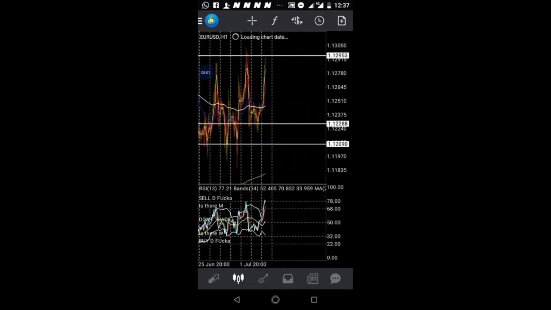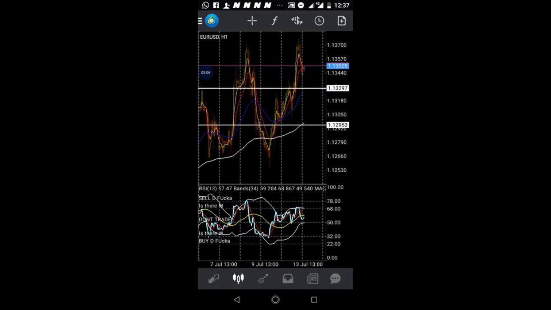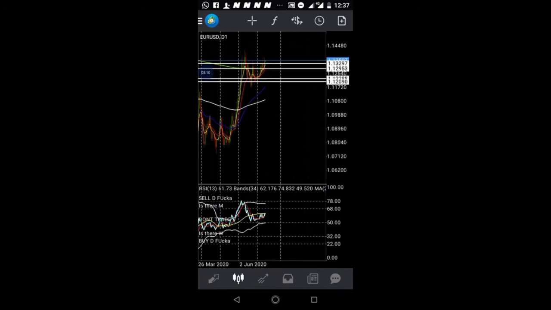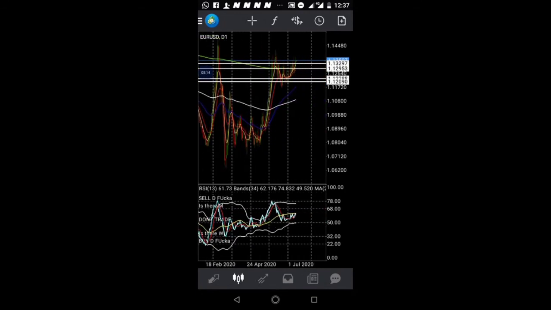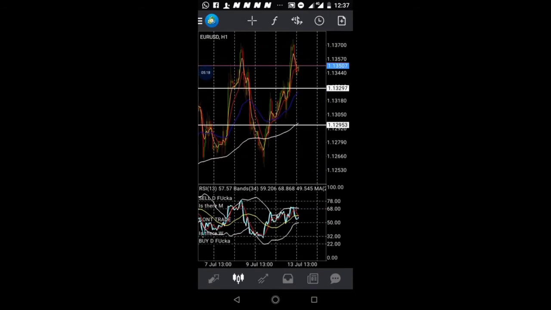Euro USD. This is the Euro USD chart, and let me look at the daily time frame to see if I can get any signal from this. So, the Euro USD chart. I'll be looking at selling the Euro USD.